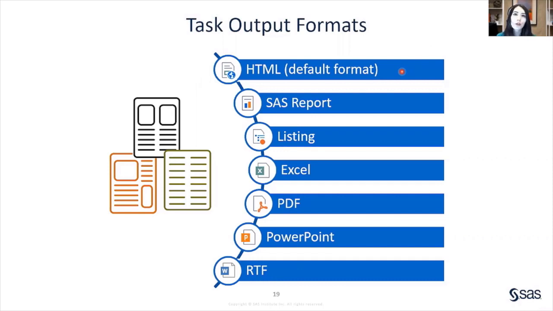We can choose to generate our report in the SAS report format, listing, which is the same as text, Excel, PDF, PowerPoint, or RTF, which is a Word document. So we have a lot of options in terms of the type of formats that we can generate through our tasks. We can even take this a step further and control the look of these output formats as well.